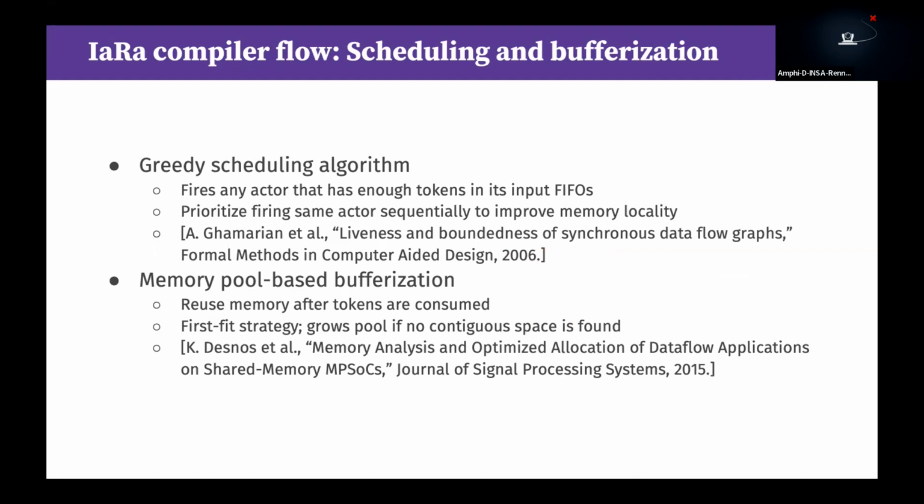We are also using memory pool-based bufferization. So we reuse memory after tokens are consumed. It's a first fit strategy. We grow the pool if no contiguous space is found. That's another classic implementation, which is currently used in PREESM, which was presented yesterday and developed by Karol here and other colleagues at IETR. And we just re-implemented this optimization here.